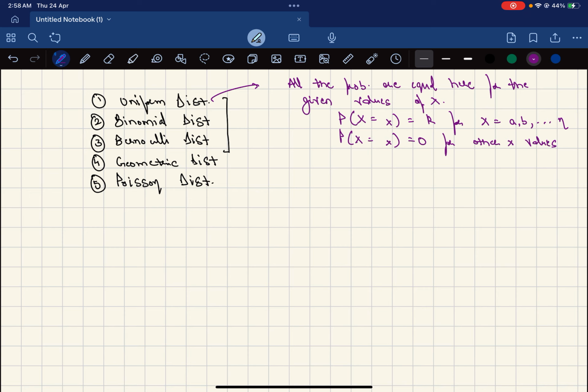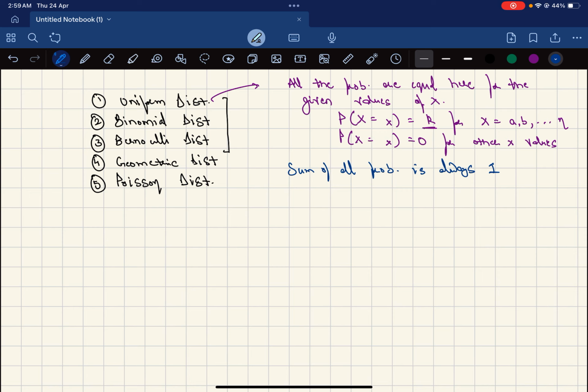So the value of probability is non-zero and equal to k only for these n values of x, and otherwise it is always 0. So now we will look at a very important property here. The sum of all probabilities is always 1. If you remember from our very first few sessions, we saw that the sum of probability across all the outcomes should always be equal to 1.